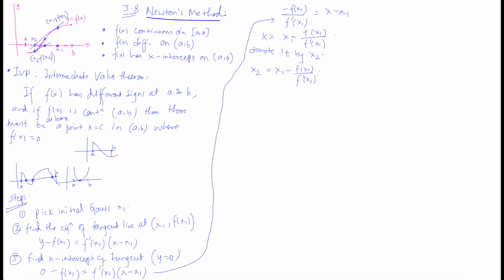Now you draw the tangent line. What is the equation of the tangent line? It will be y minus f(x2) equals f prime of x2 times x minus x2, right? This is the equation of that tangent line. You see that? Now, similar to the above, you find the x-intercept of that. Find the x-intercept.